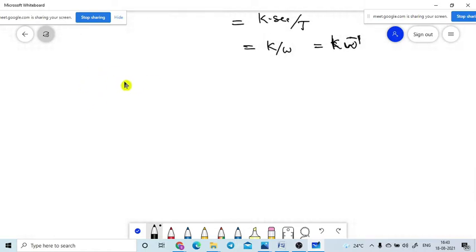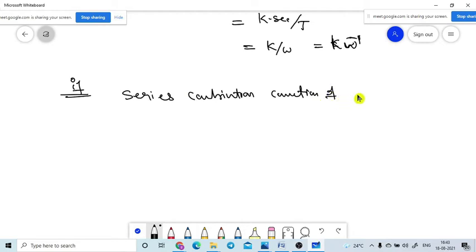Now, if the thermal conductors are connected in a different manner, we are going to take two or more thermal conductors connected in series. First case: series combination of connections of thermal conductors. That is very important.